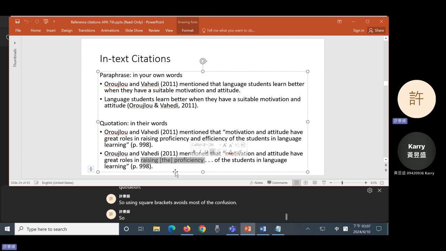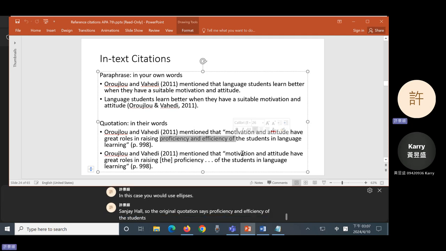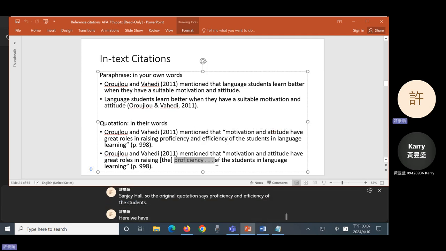So that's adding material. What if you need to take out material from a quotation? In this case, you would use ellipses, 三节号. So the original quotation says, proficiency and efficiency of the students. Here we have taken out "and efficiency." Instead, we have placed an ellipsis to tell the reader there was something here, but I took it out.